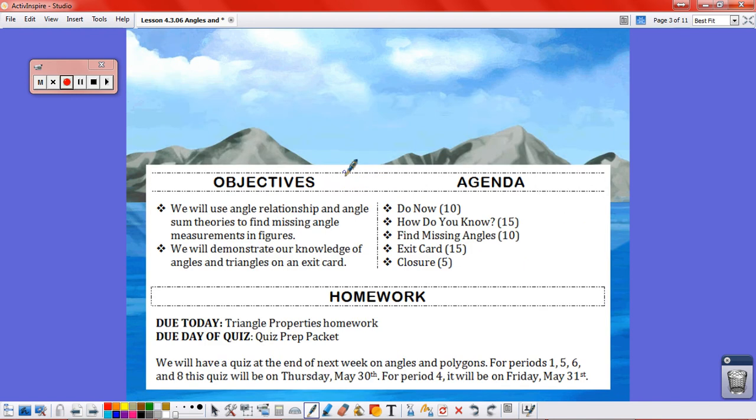Today we're going to use angle relationship and angle sum theories to find the missing angles in different figures, and we're going to have an exit card on this. So very important to study up, pay close attention. There's a homework packet going home tonight that is preparation for next week's quiz, and I will post a separate video to go over that just to help kids study.